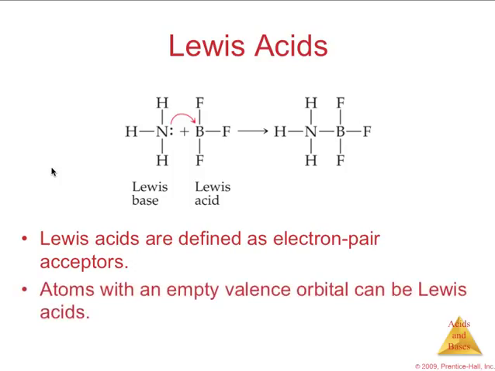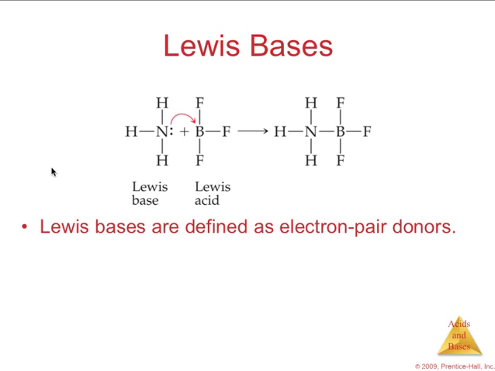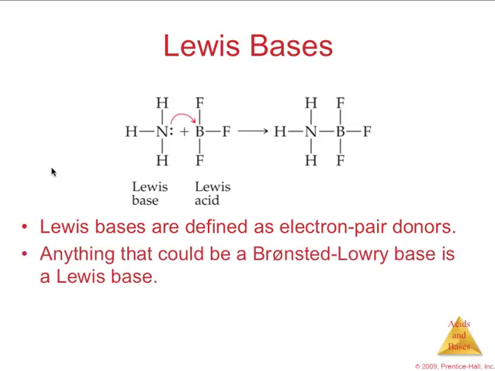So if a Lewis acid is an electron pair acceptor, atoms with an empty valence orbital can be Lewis acids. The bases then are electron pair donors. Anything that can be a Bronsted-Lowry base is a Lewis base. And hopefully you can see in the reaction shown up here that this unshared electron pair is going to be shared with this BF3. Ammonia, NH3, is going to be donating its electron pair, so it would be the base. BF3 is going to be accepting that. It's going to be called the Lewis acid.